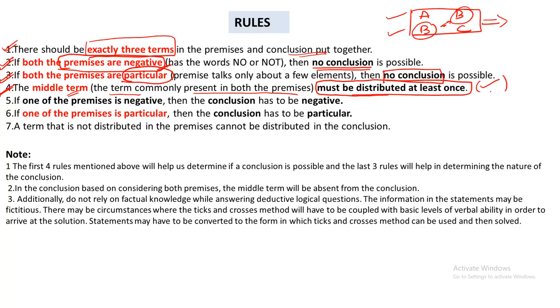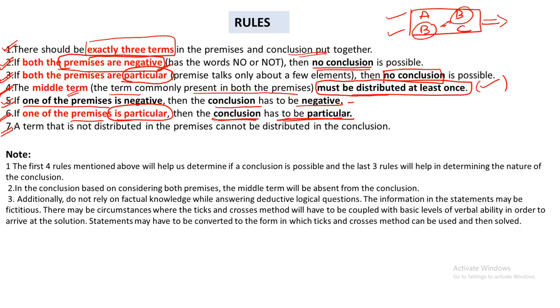Okay. Now the fifth statement says, if any one of the premises is negative, then the conclusion has to be negative. Perfect. Now the sixth rule is, if any one of the premises is particular, then the conclusion has to be particular. So if you are making a note, write all these points so that at the end of the preparation you are able to revise everything.